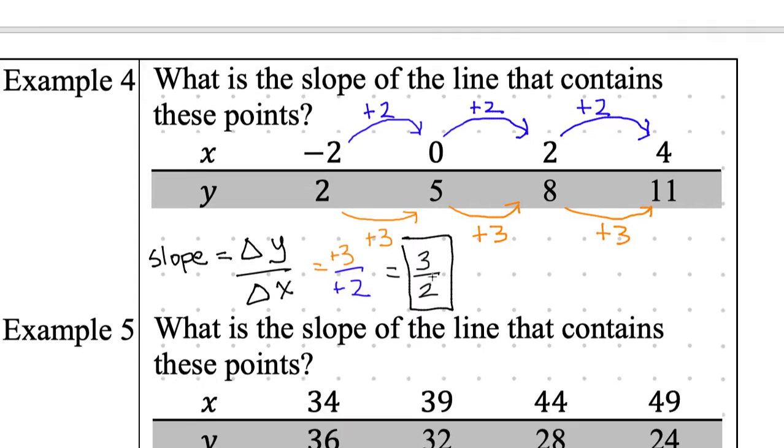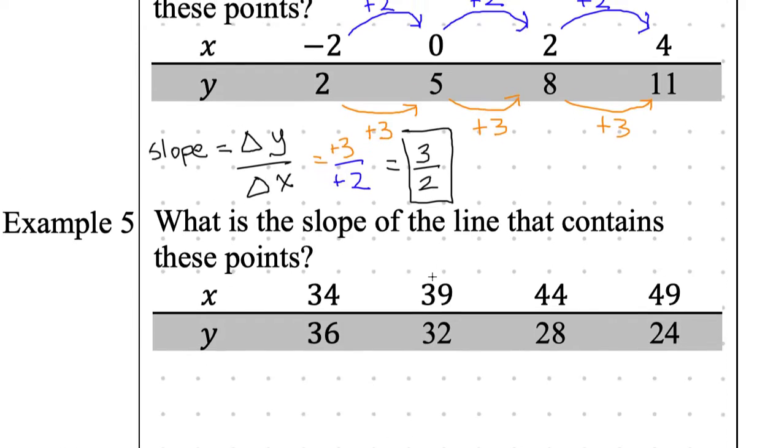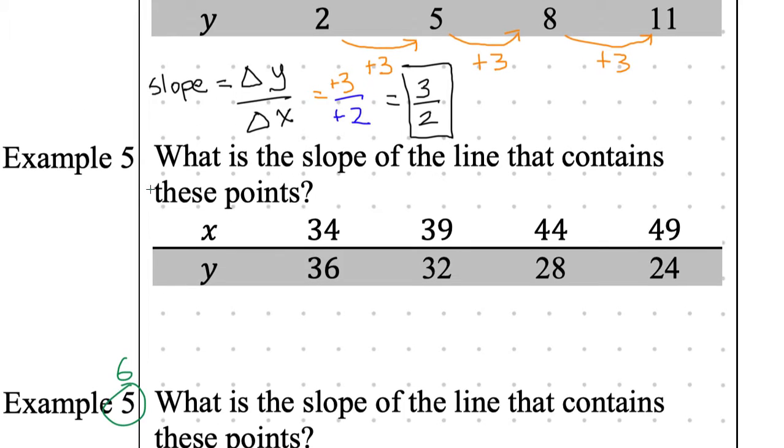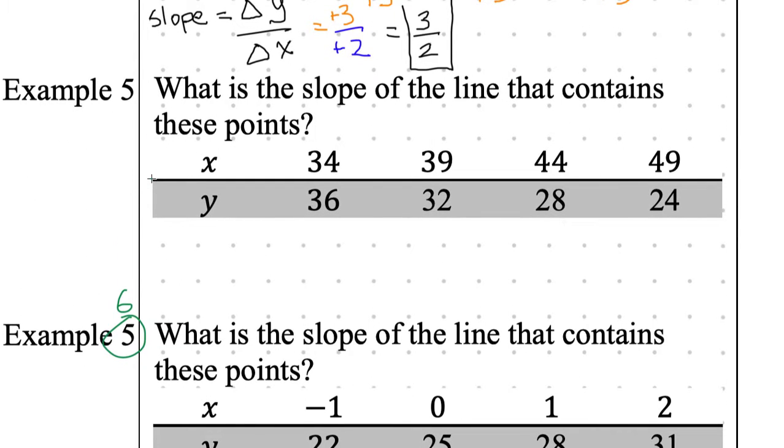Let's try another one in example 5, then I'll let you loose for, oh, there's 2 5s, as Eamon already pointed out. This should be example number 6. Let's do first example number 5, and you can do the second example number 5.